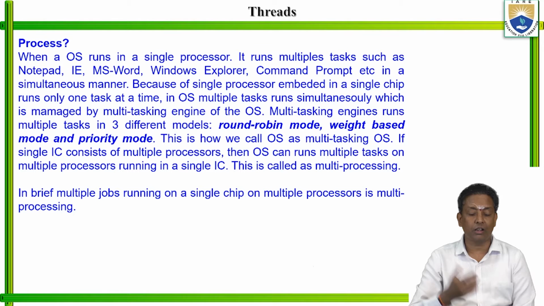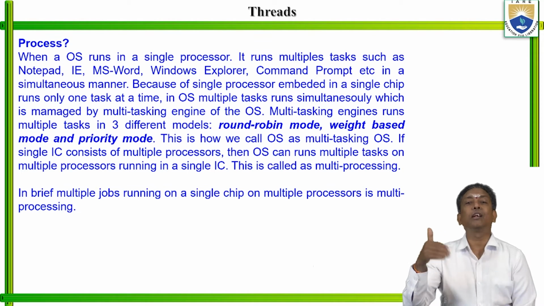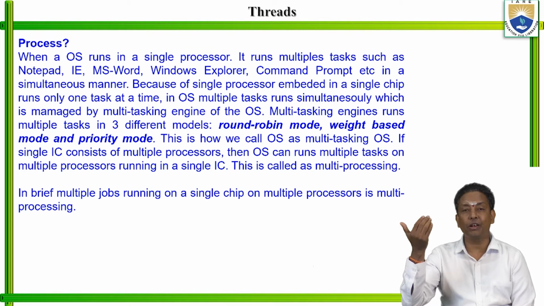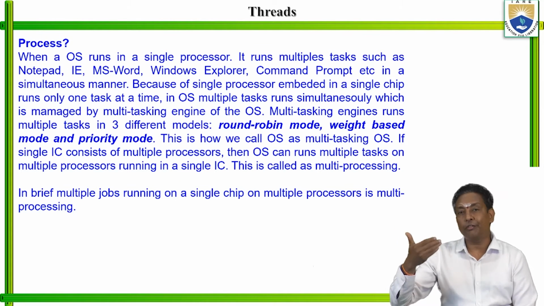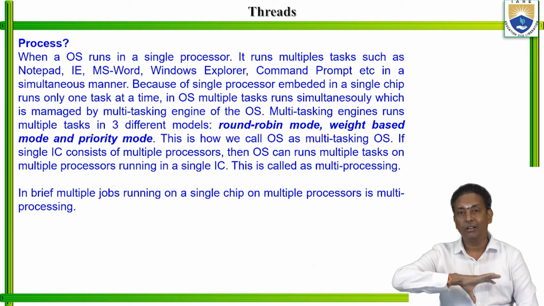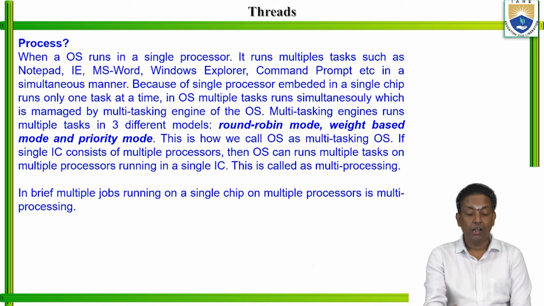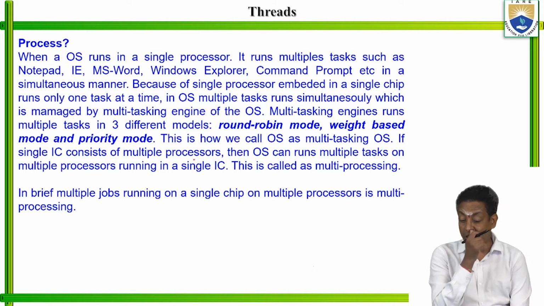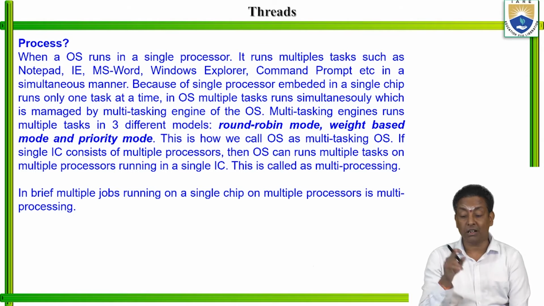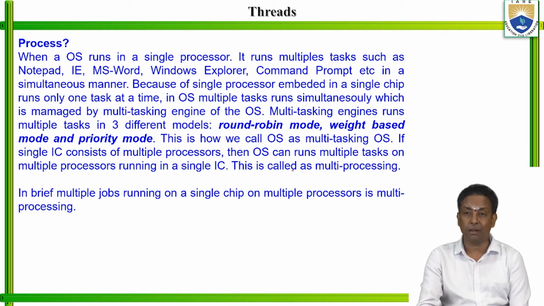but you can change the priority of the task. Based on the priority, the task which is given high priority will execute more time. The task which is given low priority will take fewer processing cycles to run. So based on that, you can feel the difference between whether the task is running faster or slower. This is how we call an operating system a multitask operating system. If a single integrated chip consists of multiple processors, then the operating system runs multiple tasks and multiple processes in a single chip. This is called multiprocessor.